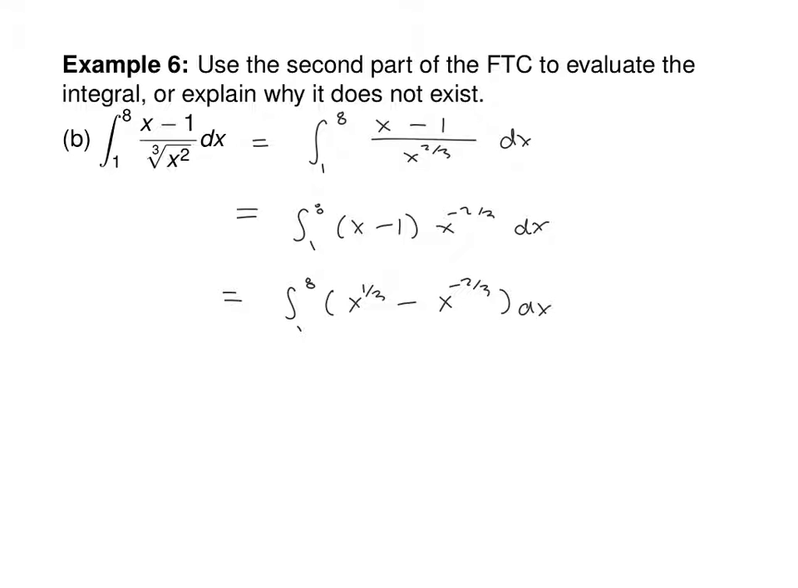So what's the antiderivative of x to the 1/3? X to the new power is 4/3. The coefficient is 3/4. Okay, what's the antiderivative of x to the negative 2/3? X to the 1/3, and the new coefficient is 3. Great.